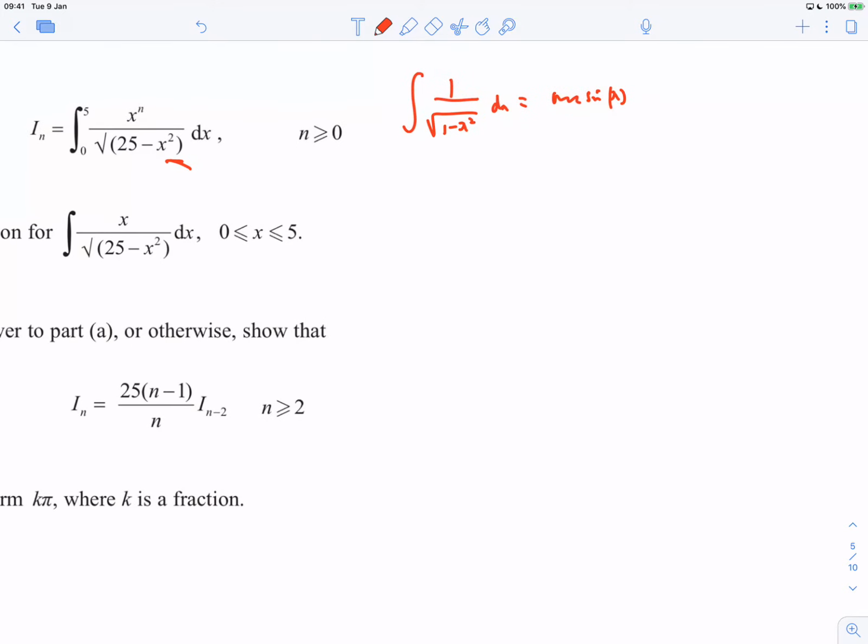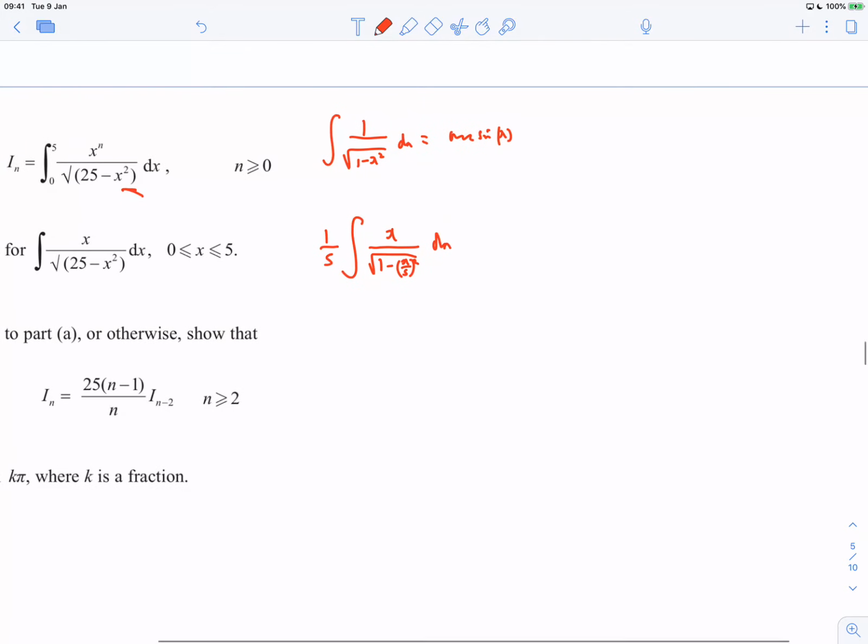So the first thing I'm probably going to do is take a factor of 25 out of the bottom. So that is going to be 1 over 5 on the bottom, and then I have x on the top, and then this will be the square root of 1 minus x over 5 all squared dx.